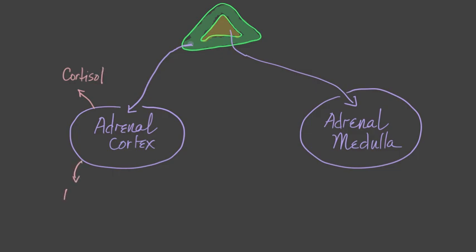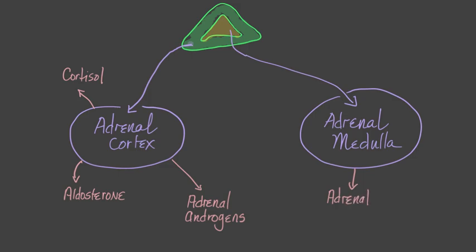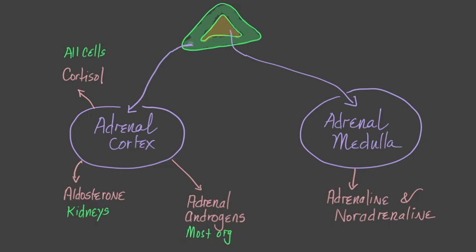The adrenal cortex produces three hormones: cortisol, aldosterone, and adrenal androgens. The adrenal medulla produces adrenaline and noradrenaline. They are also known as epinephrine and norepinephrine. They mean the same thing. Now for the target organs. The cortisol acts on all cells in the body. Aldosterone acts on the kidneys. Adrenal androgens act on most organs of the body. Adrenaline and noradrenaline also act on most parts of the body.